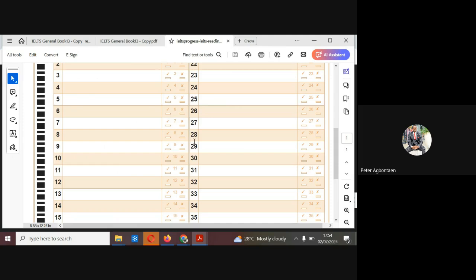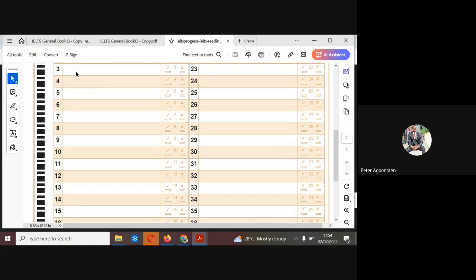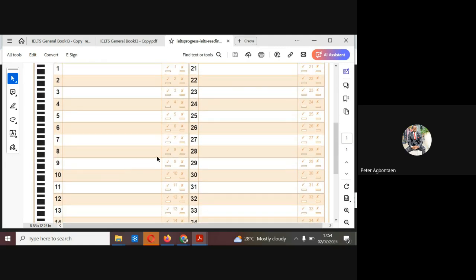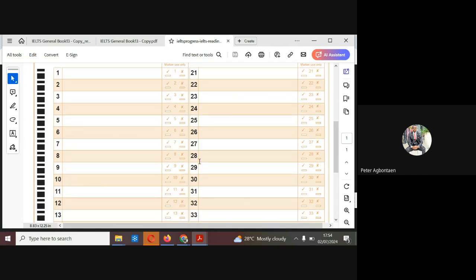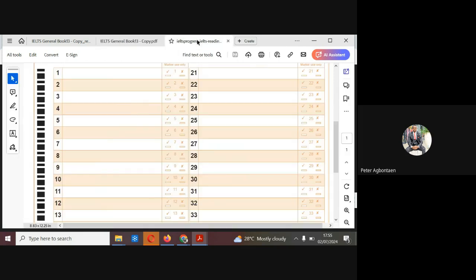By writing VII in this place, this is the written answer sheet, you will have been asked to write your answers here: true, false, not given, or A, B, C, D, and all of that. When you get to question number 28, you read paragraph A. Then after reading it, you feel that the appropriate heading is Roman figure 7. So you just come here and write VII against number 28.